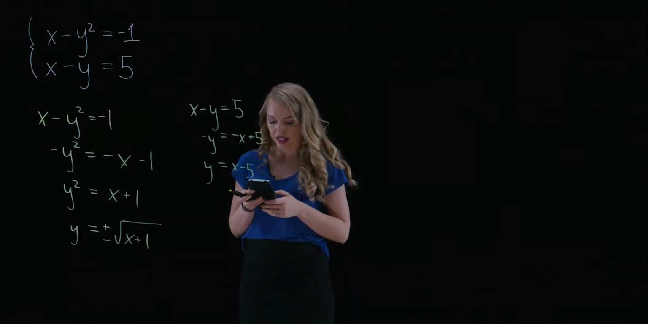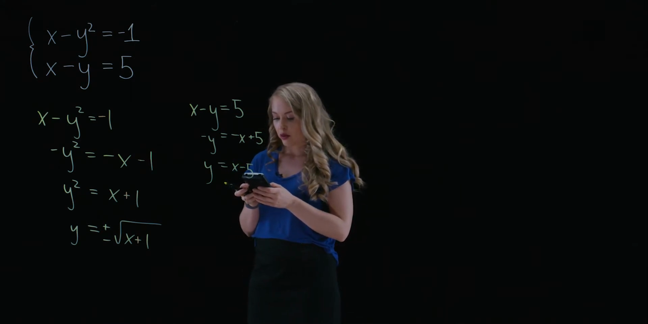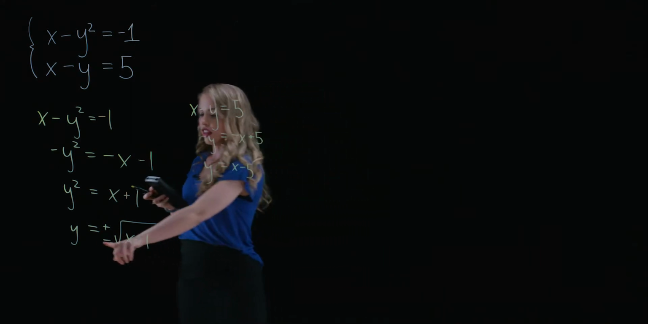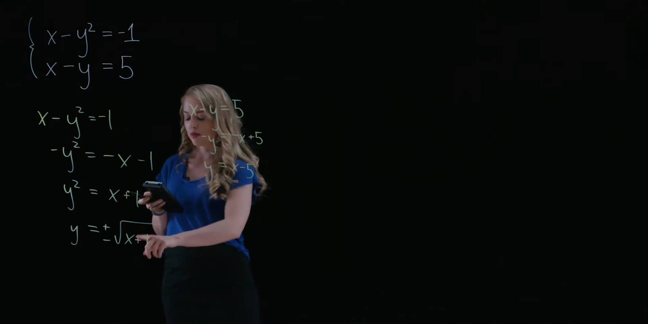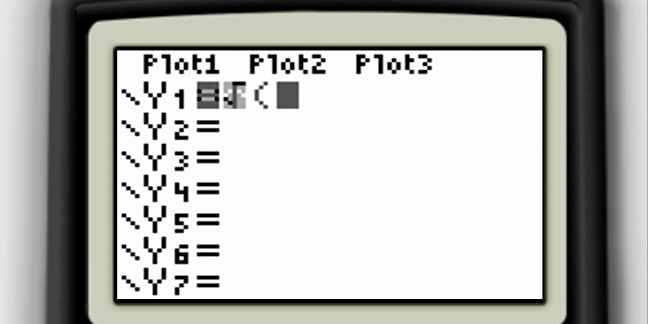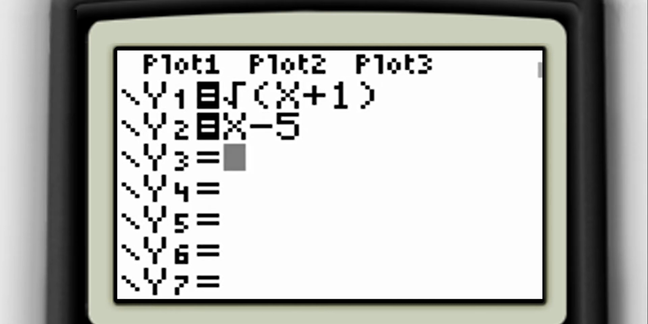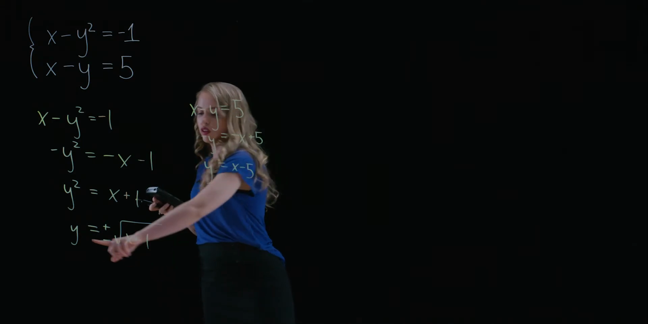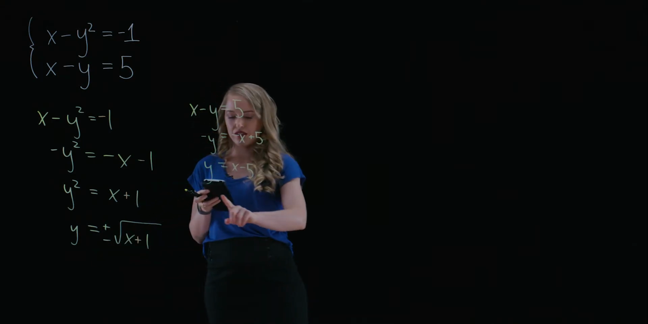So I will go ahead and input all of them. Now I do need to do this one as two separate pieces. I will put in my y sub 1 as the positive version of this, my y sub 2 as x minus 5, and my y sub 3 as the negative version. I can go ahead and press graph, and I will see that there are two different points of intersection where the graph of this piece is intersecting with the graph of this piece.